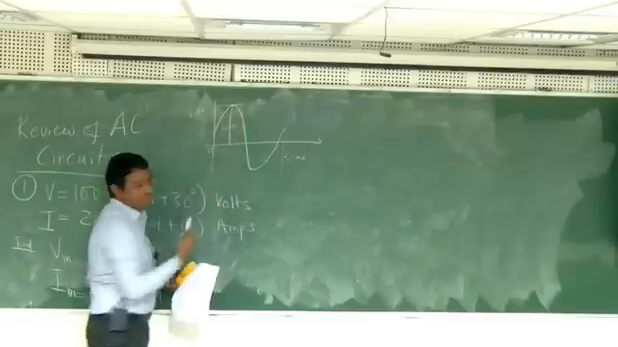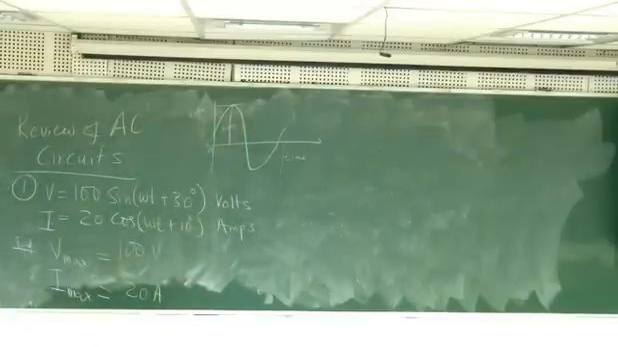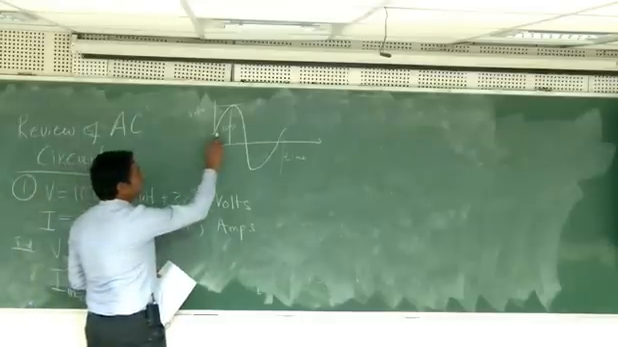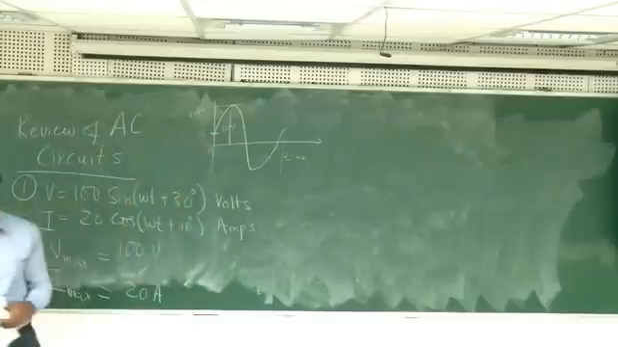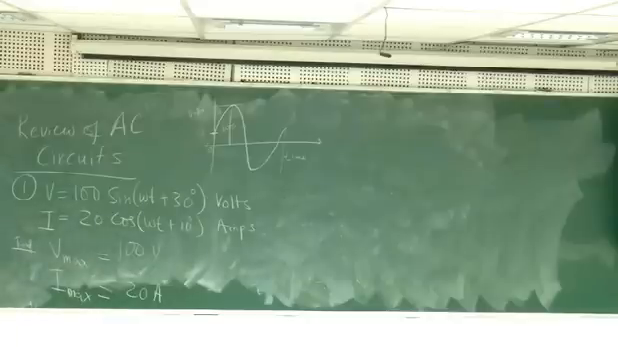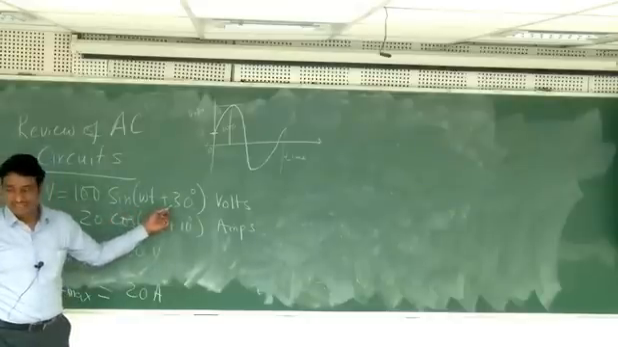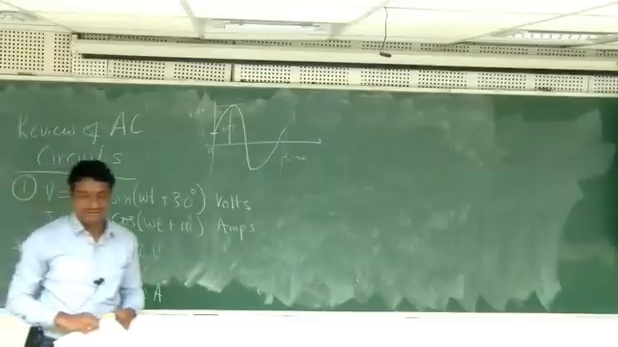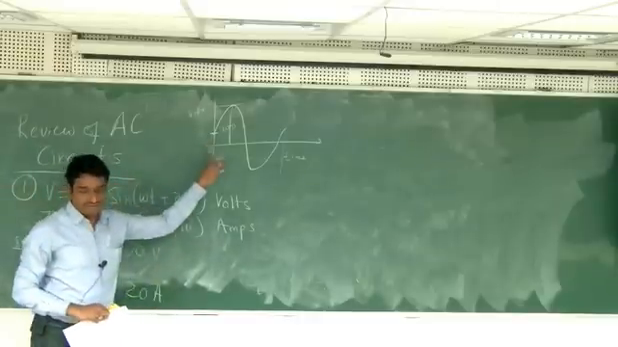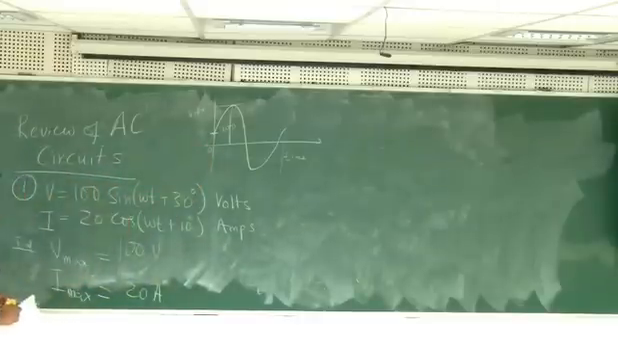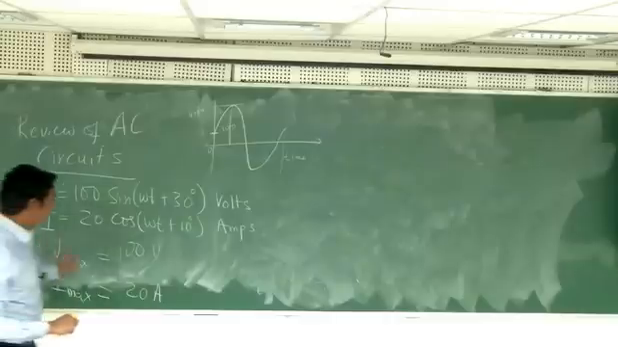Now if I want to know the maximum value, that is 100, because the maximum value of sine is 1. And if I want to know this value, what should we do? Substitute t equal to 0, then sine 30 comes. What is sine 30? 0.5. So this will be 50. So my drawing is not that correct, but you know that, so I'll move forward.